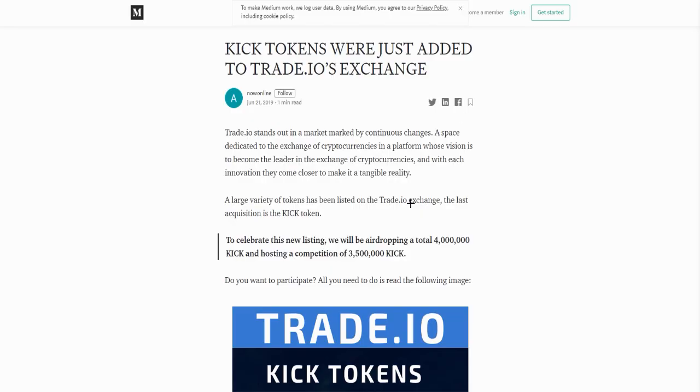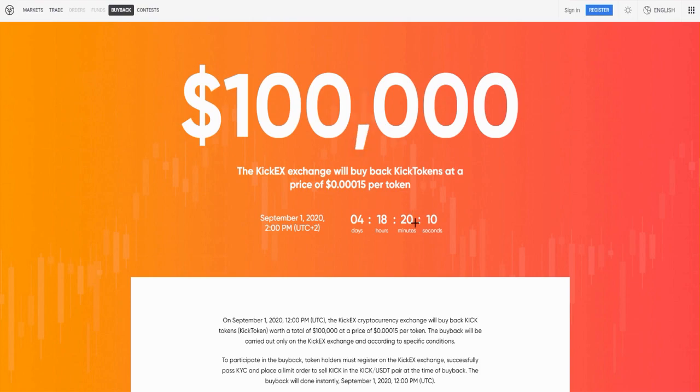But at first I will show you the article about the Kick tokens on medium.com, and as you can see, it's from June of 2019, so the site isn't new. So you can trust this site, and as you can see, the site has been working the whole time, and they now have the buyback, as I said.